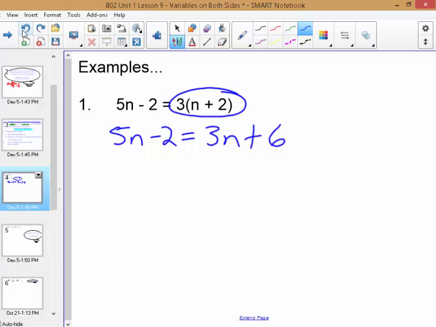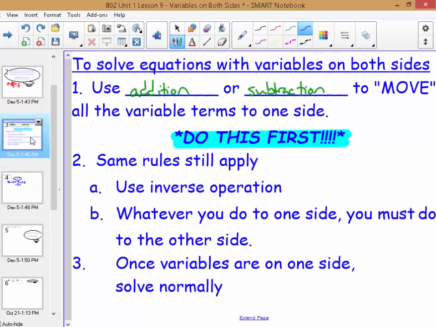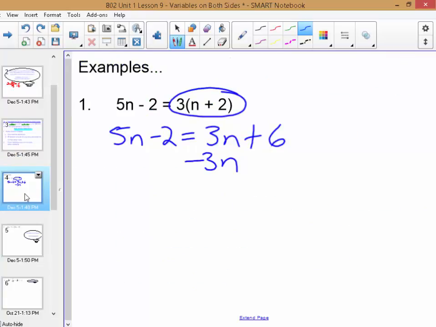So if I want to get rid of this 3n, I just ask myself, if it's a positive 3n, and that's just 3 times some number, all I have to do is subtract it. I'm going to take it away. Remember, we're only using addition or subtraction to do this. Multiplication and division won't actually help you get rid of variables. But we're going to subtract 3n on the right.